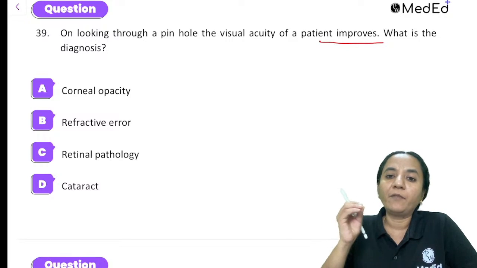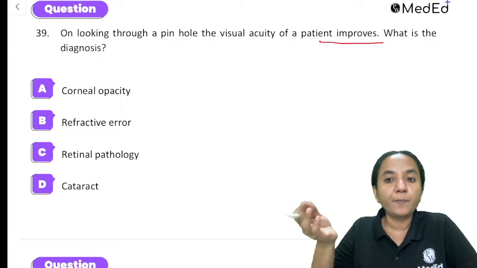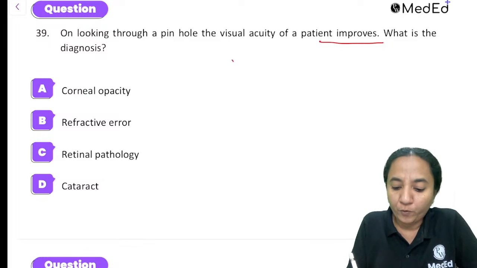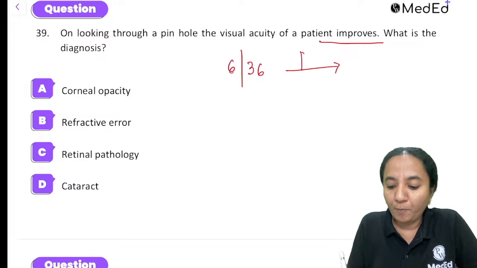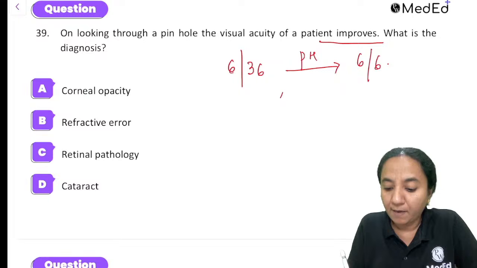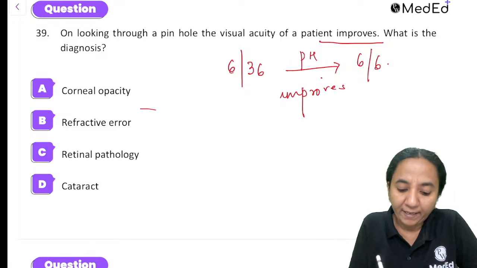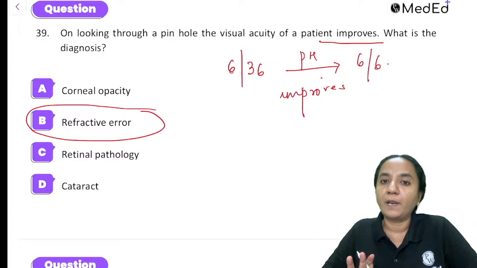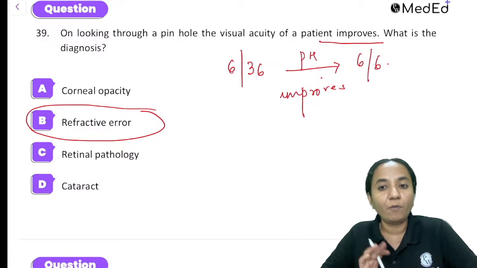So when you take the visual acuity of a patient and it is not 6 by 6, the next step you have to do is you have to put a pinhole. And if the visual acuity improves, suppose it is 6 by 36, and then when you put a pinhole, suppose it improves to 6 by 6, right? So if this improves, then this is suggestive of refractive error. Very important. So if there is a visual acuity which improves with pinhole, then that is suggestive of refractive error.